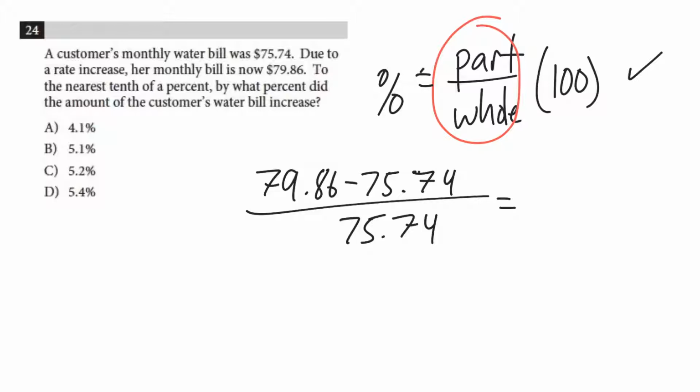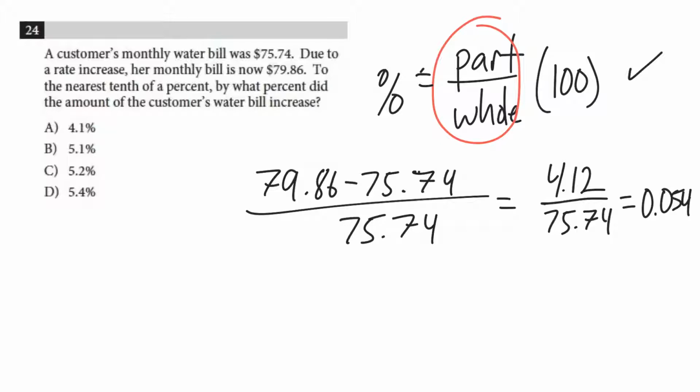So 79.86 minus 75.74 is $4.12. This is a $4.12 increase out of $75.74. We're going to divide that by $75.74, and we'll get a decimal, 0.0543. Okay.